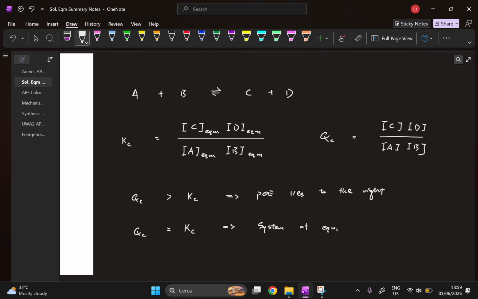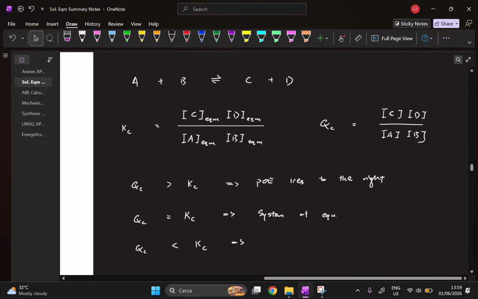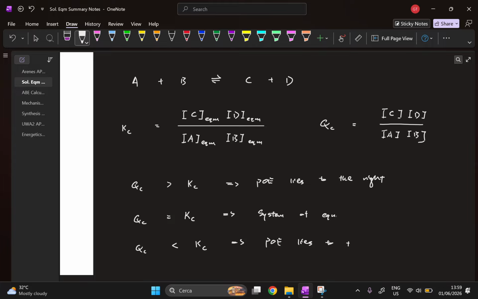On the other hand, if my reaction quotient is less than the equilibrium constant, this means that the concentration of my products is less than it should be at equilibrium. So this means that the position of equilibrium, if I want the reaction to proceed in the forward direction, must lie to the left.